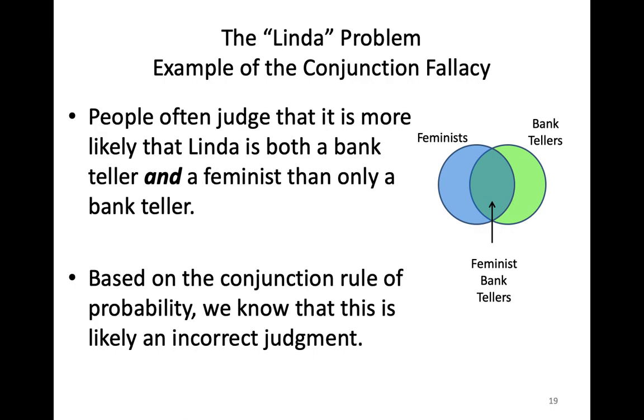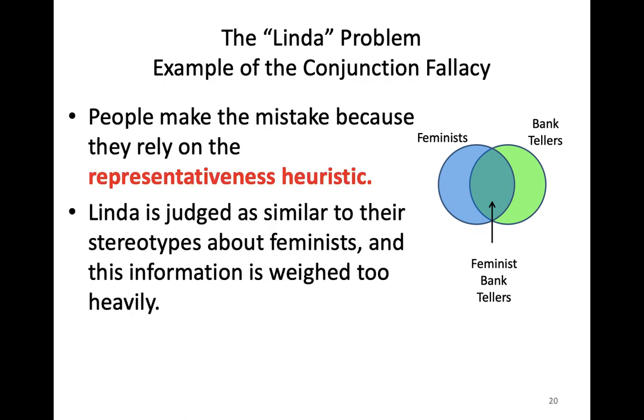But why is it so common? And I'm sure if you thought that Linda was a feminist and a bank teller, you wouldn't be alone. Indeed, most people make this incorrect judgment. And the reason is because people rely on the representativeness heuristic. Linda is judged as similar to stereotypes about feminists, and this information is weighed too heavily. We can say that it skews our judgment.